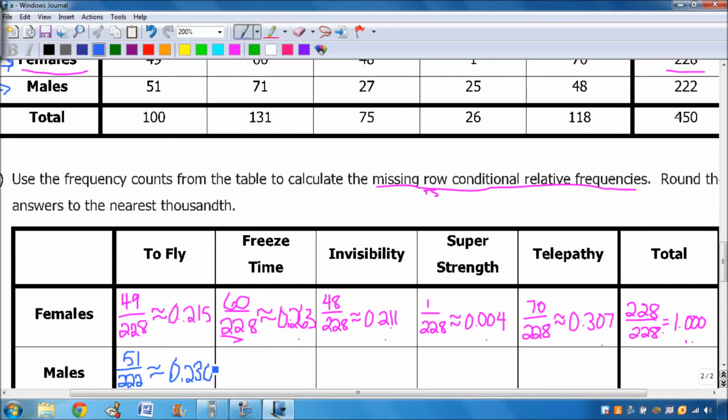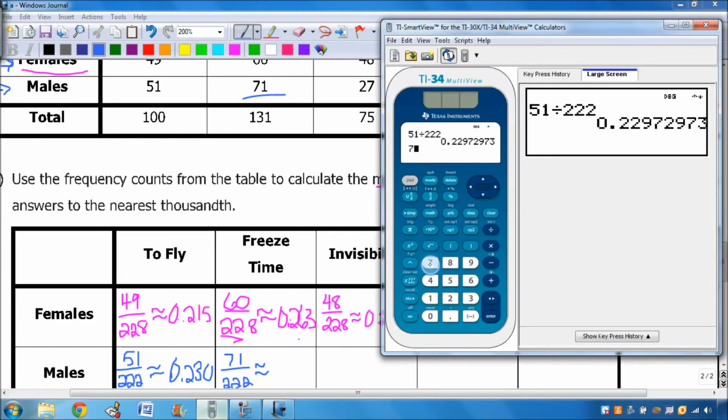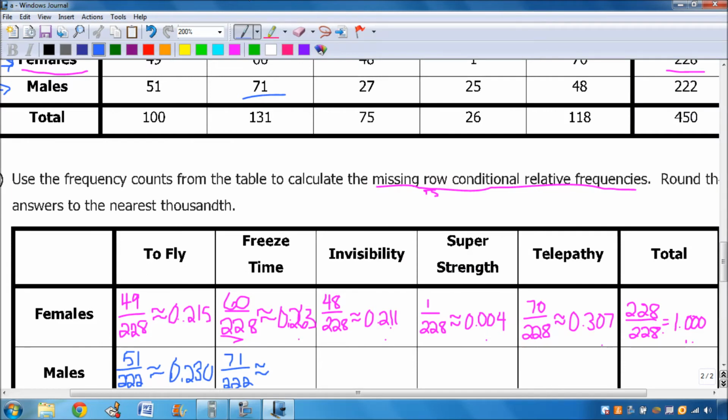Now, to figure out what percentage of males chose freeze time, we know that 71 males chose freeze time out of 222 males altogether. So 71 out of 222, you end up getting 0.319. There's an 8 that comes after the 9, so I have to give the 9 a shove. This 9 becomes a 0, this 1 becomes a 2. So it's 0.320. So 32% of the males, because it's out of the total males, chose freeze time. 23% of the males chose to fly.